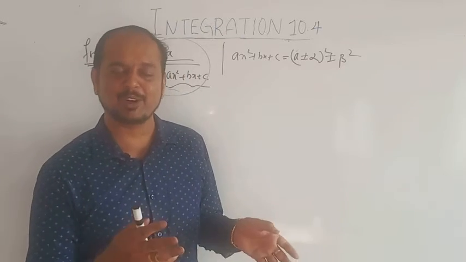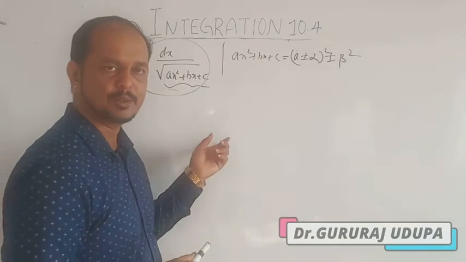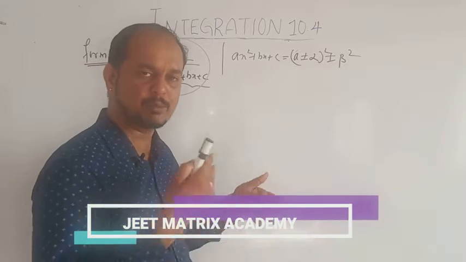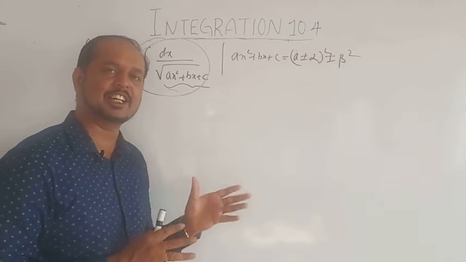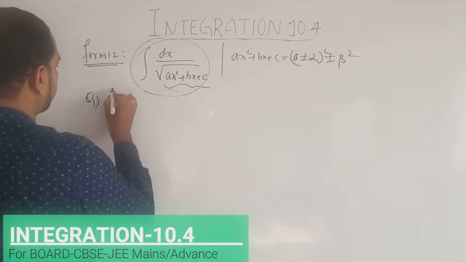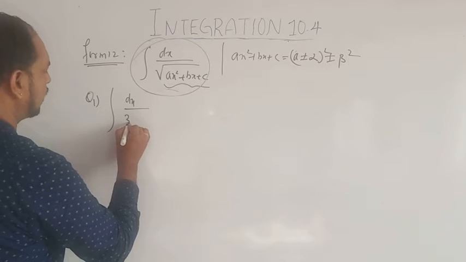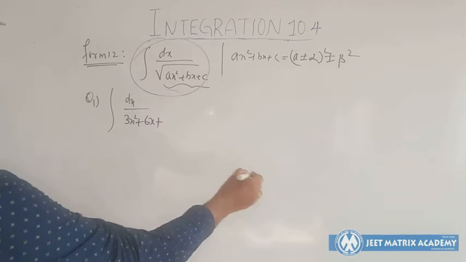We will discuss a few problems based on the previous class format, Form 12. So I guess you are familiar with different varieties of problems. We'll see a few more problems in this class so that we'll get a pitch on that kind of form. So the first problem, question number 1: integration of dx divided by 3x square plus 6x plus 12.